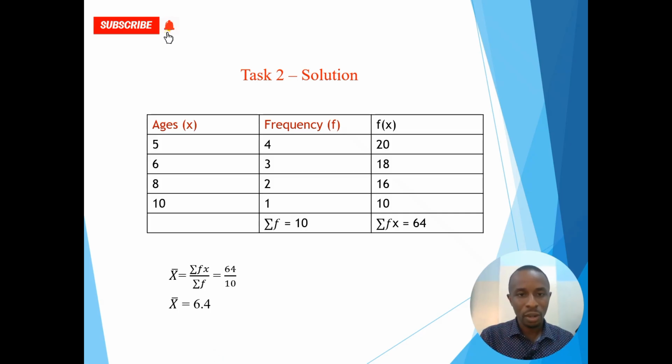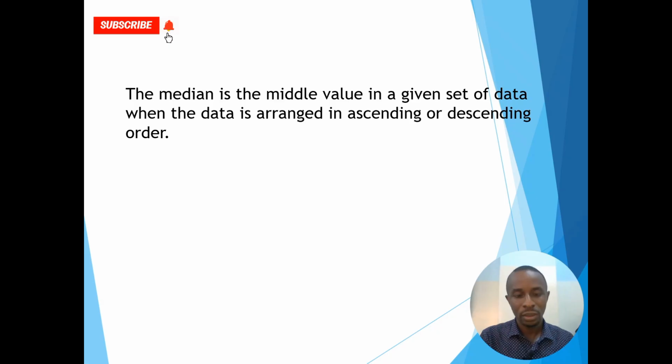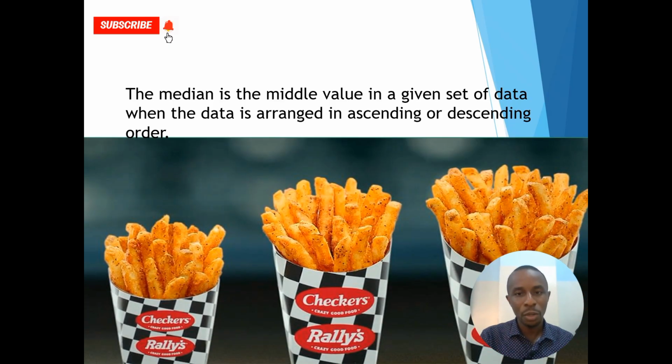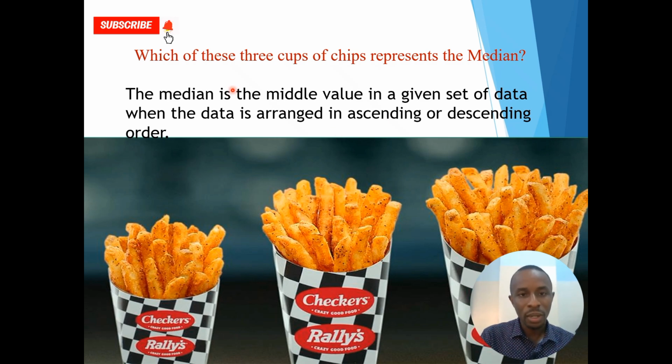Let's take the second measure of central tendency, which is median. Median is the middle number. Now we have this, a simple question. Which of these 3 cups of chips represent the median? That is, which one is the middle number? Since median is middle number, which of them is the middle number?